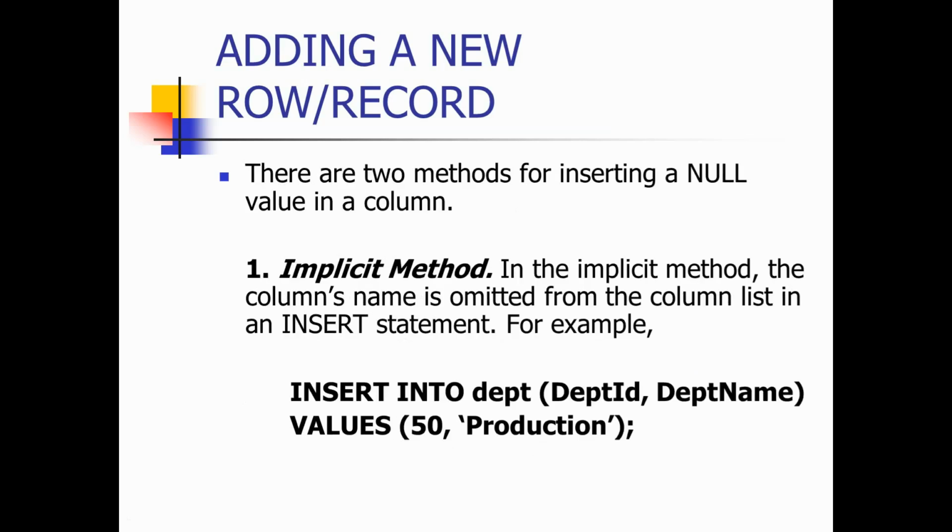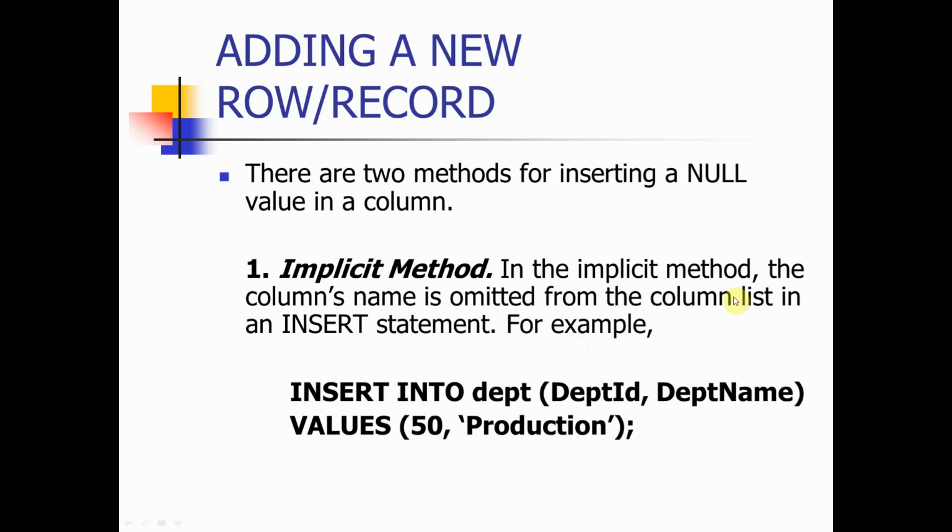So there are two methods to insert a null value. Sometimes we may have null values, so how do we put a null value? There are two different ways. The first way is the implicit method. The second way is the direct method. So for the implicit method, let's take a look at this code.